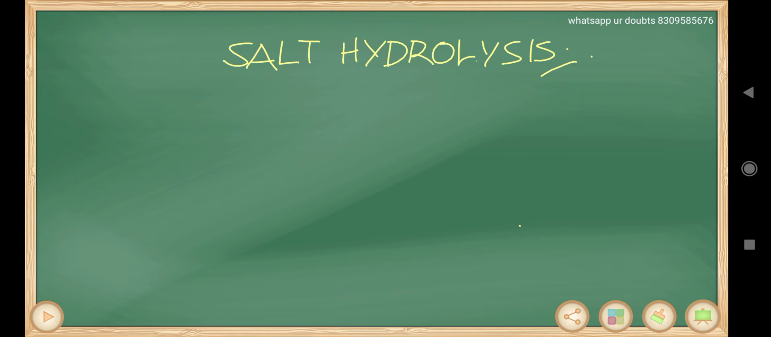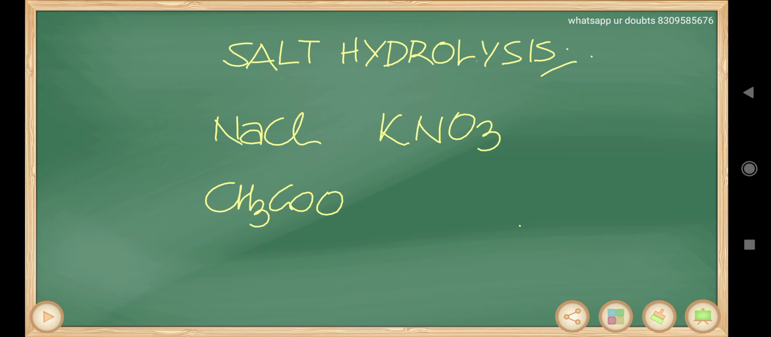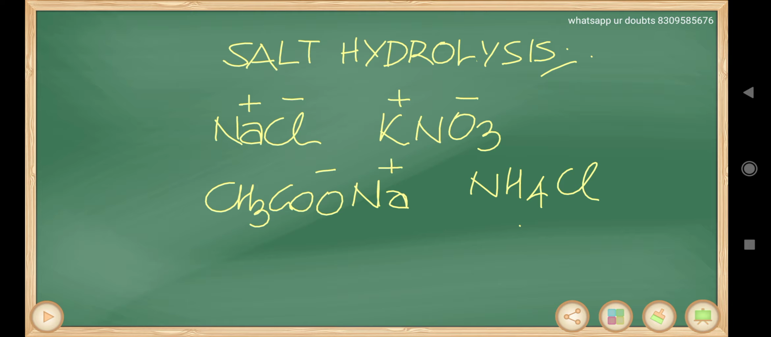Salt hydrolysis: the reaction between the cation or anion or both of a salt. For example, let us take sodium chloride, potassium nitrate, sodium acetate, ammonium chloride. All these are salts. Each has a cation and an anion: potassium cation, NO3 minus anion, acetate anion, sodium cation, NH4 plus, Cl minus.